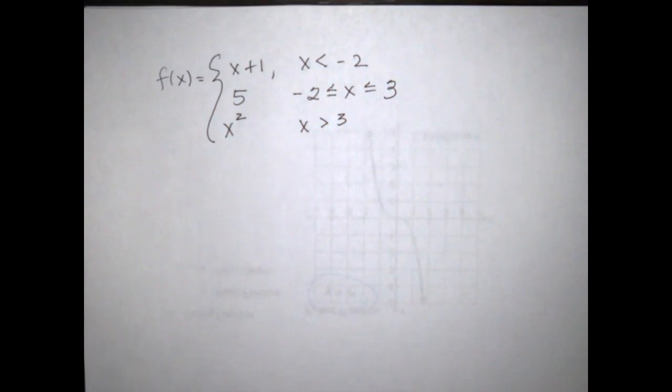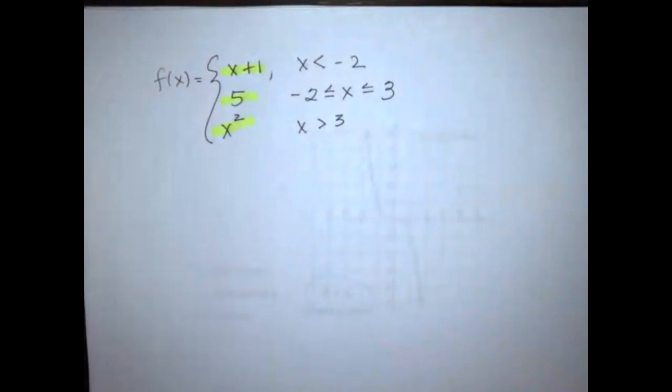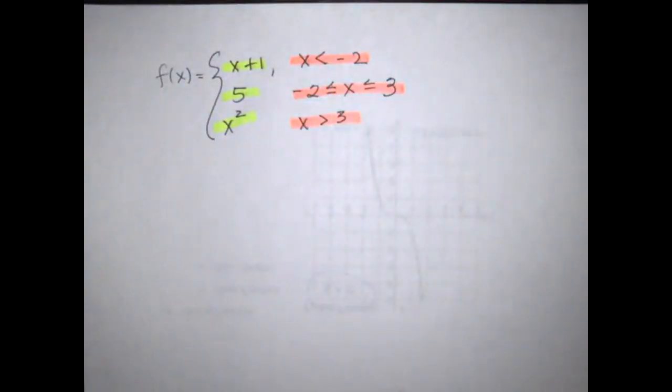Okay. So what you need to remember is that these parts here are the equations, and then these other parts, so this part here, these are what are called bounds. Okay, so we've got equations and we've got bounds.